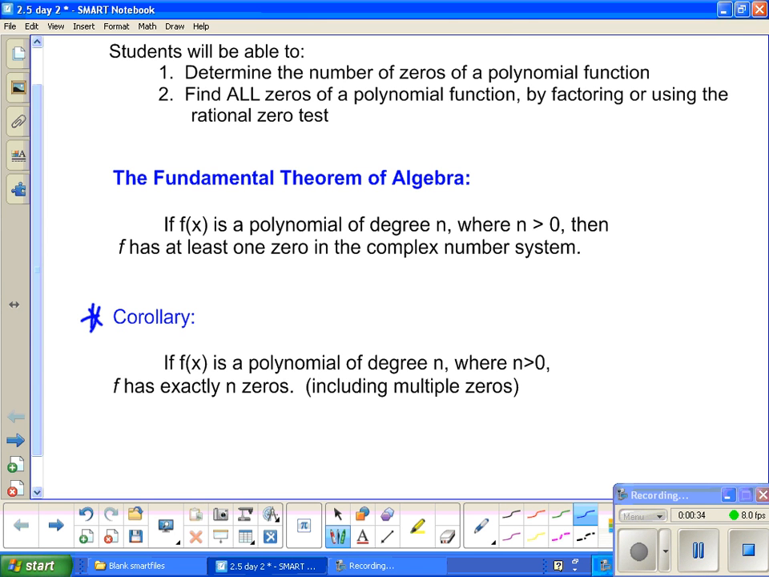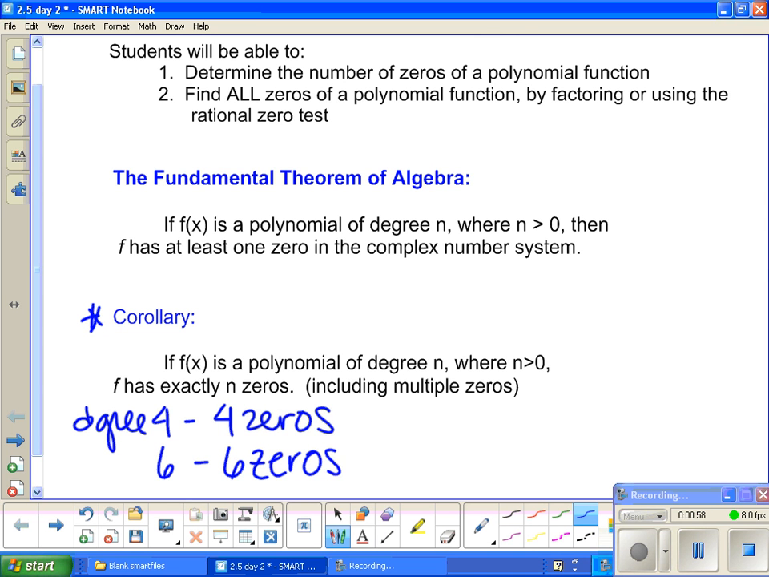If f of x is a polynomial of degree n, where n is greater than 0, in other words, positive, then it has exactly n zeros, including multiple zeros. So if it's a degree 4, it will have 4 zeros. Degree 6, 6 zeros. Degree 5, 5 zeros, and so on.